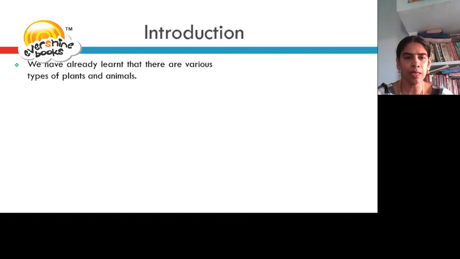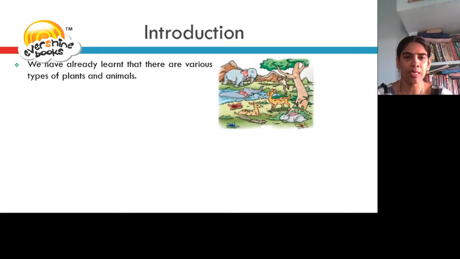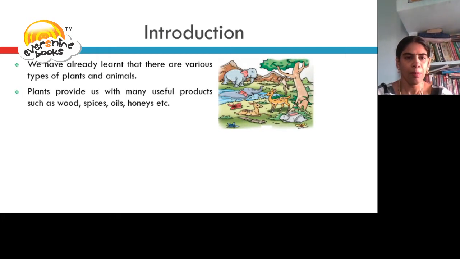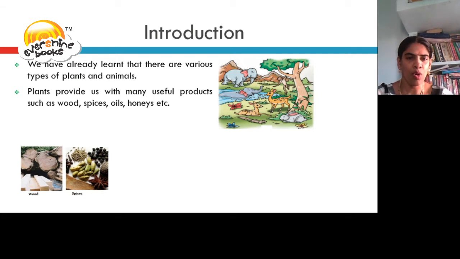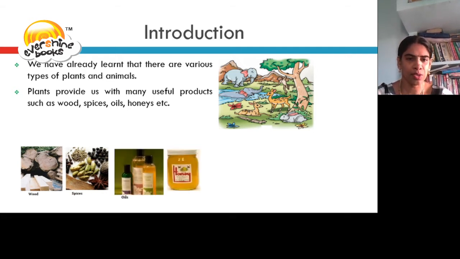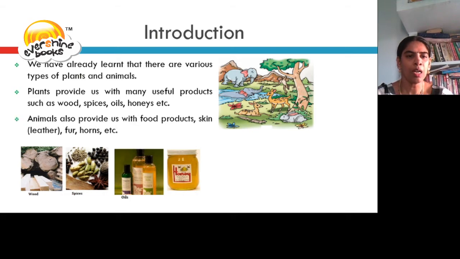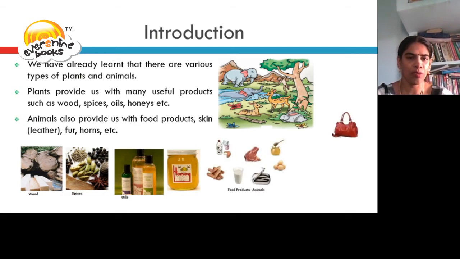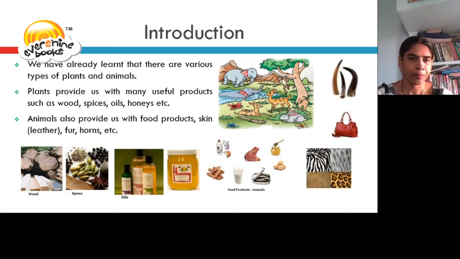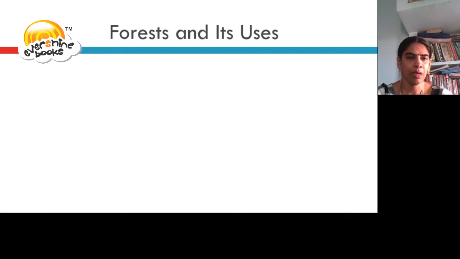We have already learned in our previous chapters that there are various types of plants and animals. Plants provide us with many useful products such as wood, spices, oils, honey, etc. Similarly, animals also provide us with food products, skin in the form of leather, fur, horns, etc. Let us now discuss the forest and its uses.